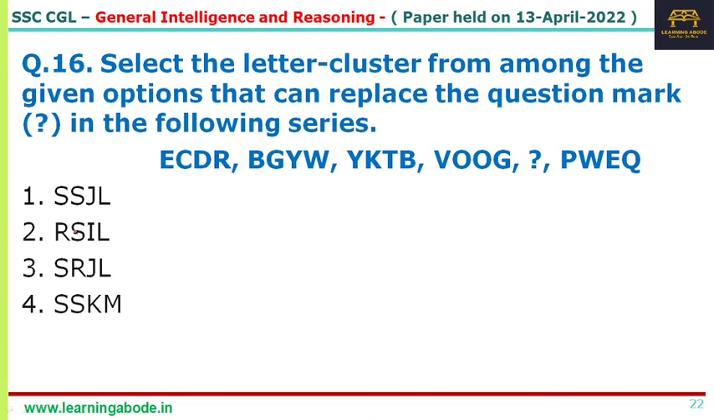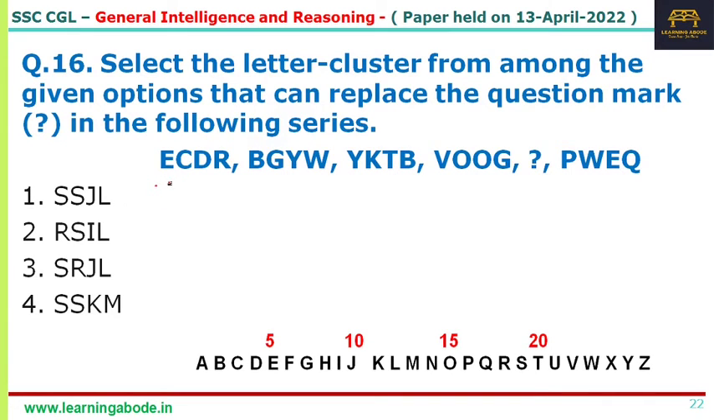Now question number 16. We have an alphabet sequence, and we have to find out which one is right. So E, after that you have B. Let me again go for alphabet position. E minus 3 is B, B minus 3 is Y. How is B minus 3 Y? B minus 1 is A, after that you start again, minus 2 is Z, and minus 3 is Y.